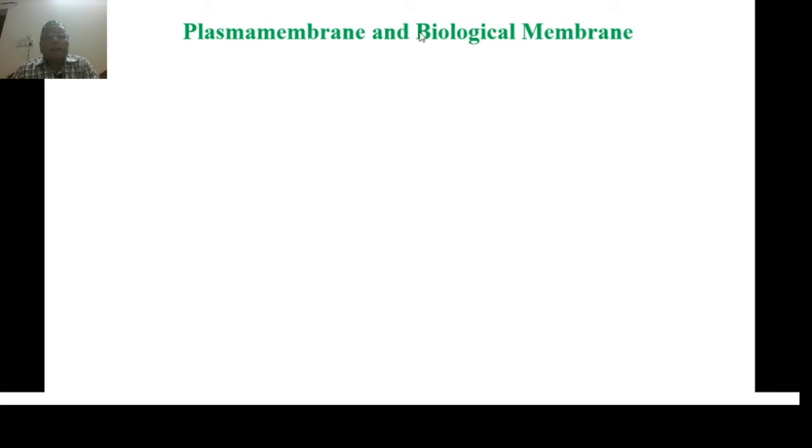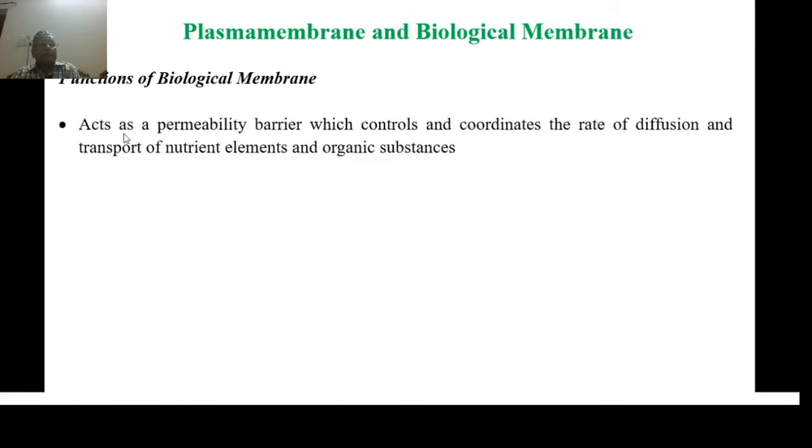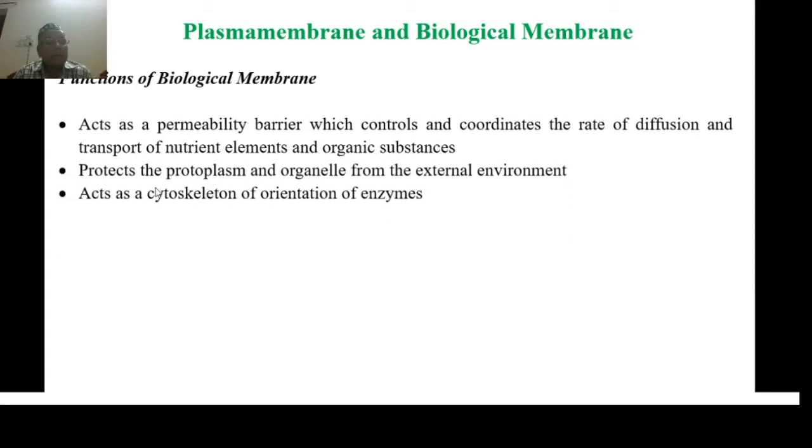The plasma membrane and biological membrane. Functions of biological membrane: act as a permeability barrier which controls and coordinates the rate of diffusion and transport of nutrient elements and organic substances. Protect the protoplasm and organelles from the external environment.